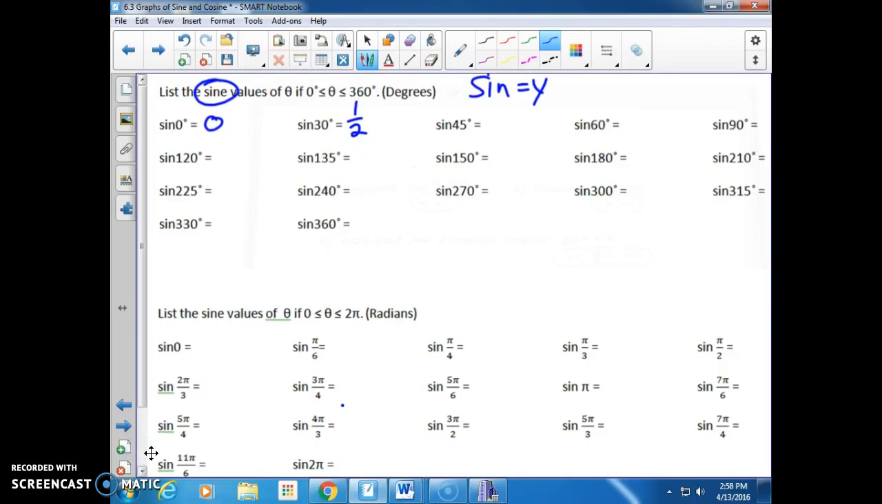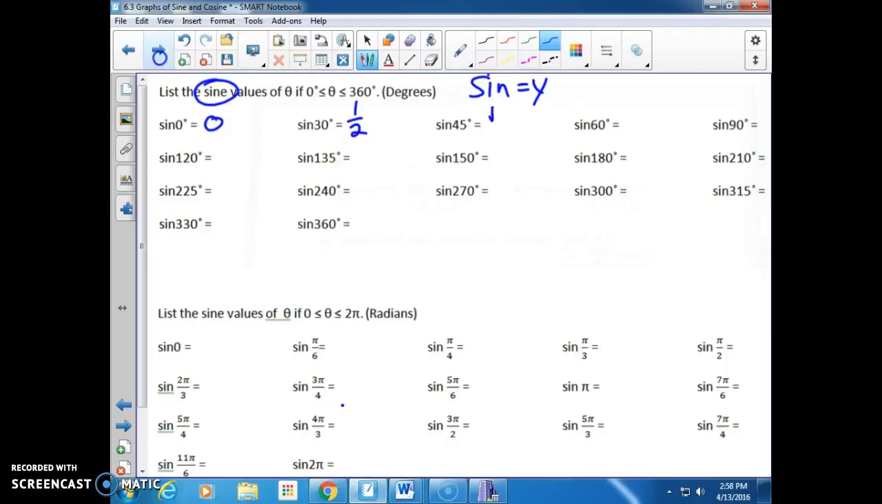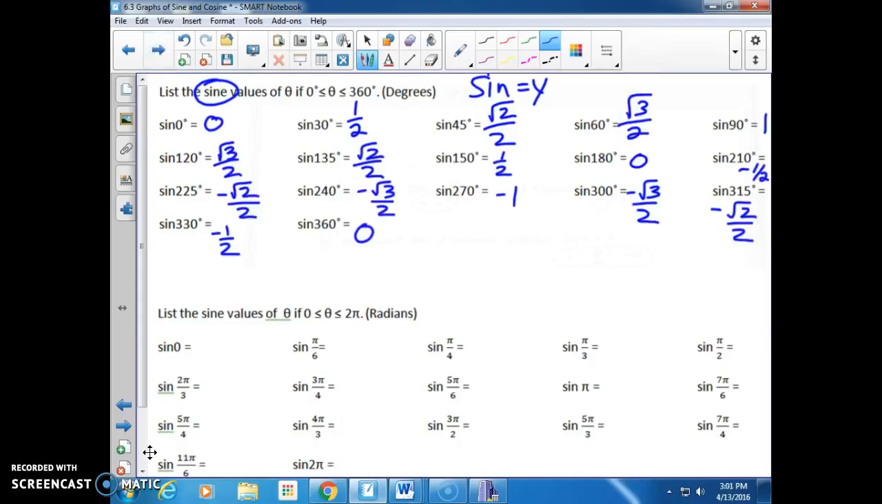Okay, so I'm going to continue in this fashion. I'm going to keep looking at my unit circle. So 45, it would be the square root of 2 over 2. Square root of 2 over 2, and I'm going to keep going like that. So I'm going to go ahead and pause it and fill in the rest of the values, and we'll pick up. Now, I've used my unit circle to fill in the rest of my values.